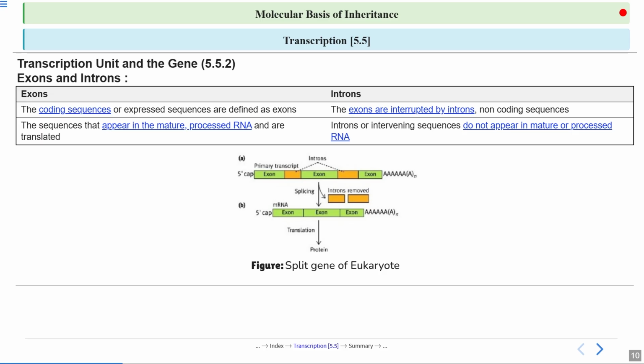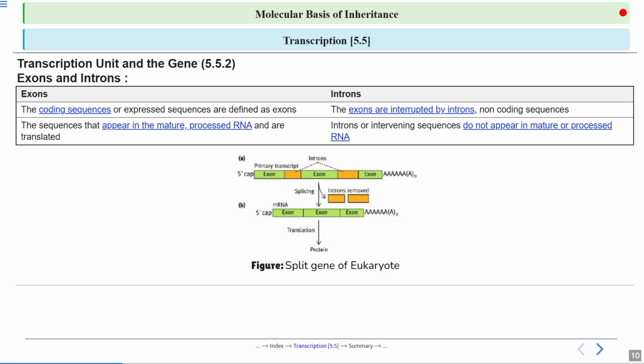So if we talk about exons, what is an exon? As I said, the coding sequences or expressed sequences are defined as exons. And if we talk about introns, the exons are interrupted by these introns, which are non-coding sequences, meaning they are not going to translate into any protein, they are not going to get expressed. Again, the sequences that appear in the mature processed RNA and are translated, meaning the sequence that is going to be in mature mRNA and is going to translate into protein, is what we call exon.